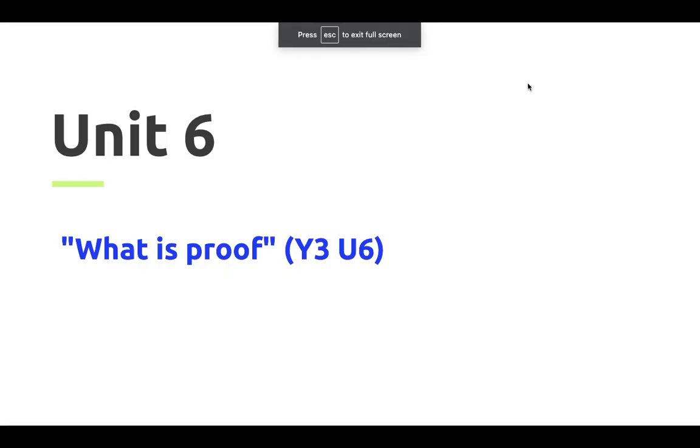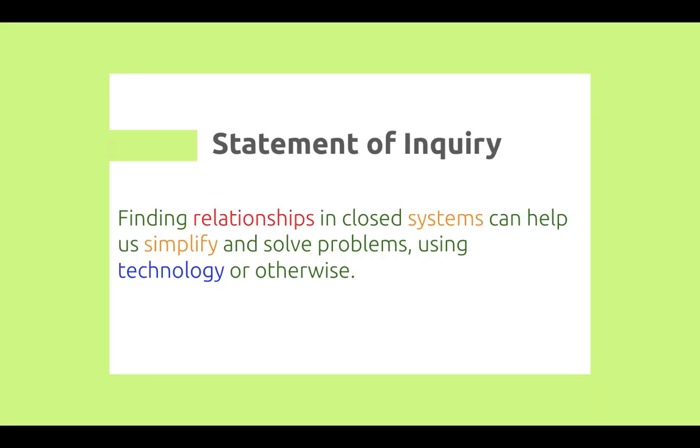Okay, so Unit 6 will be our final unit in this semester and also in grade 8. We'll be looking at the topic, what is proof? All right, so let's take a look at the SOI to see what we are going to do. The SOI says: finding relationships in closed systems can help us simplify and solve problems using technology or otherwise. As you can see, I have highlighted a few keywords.